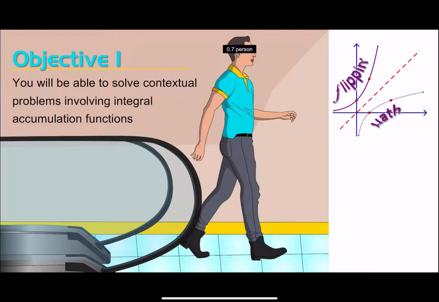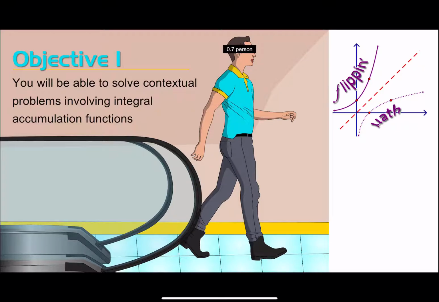All right, welcome back to the accumulation functions lesson, where we are going to be solving some more contextual problems using some accumulation functions, some integral accumulation functions. And of course, the picture here is referring to that notorious AP question that we did in the warm-up, where there are 0.7 person per second leaving the escalator.